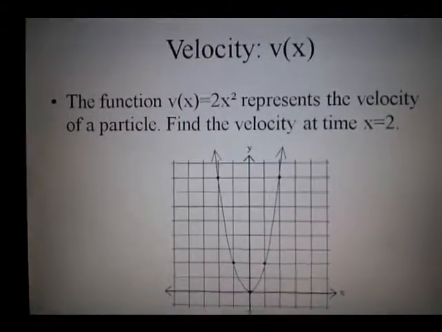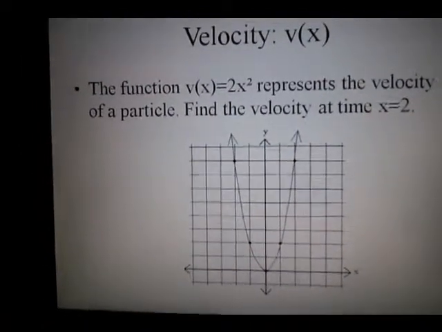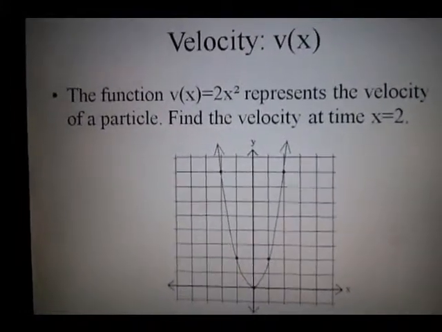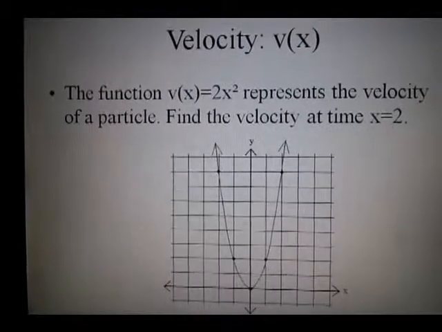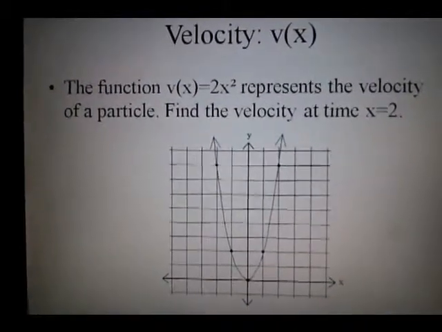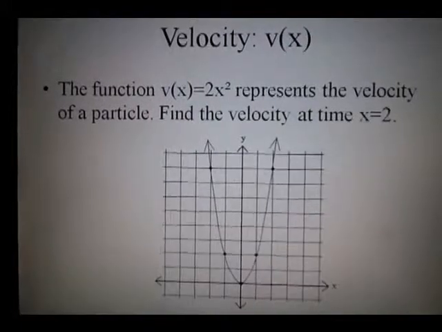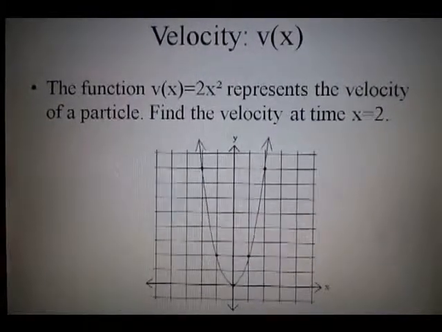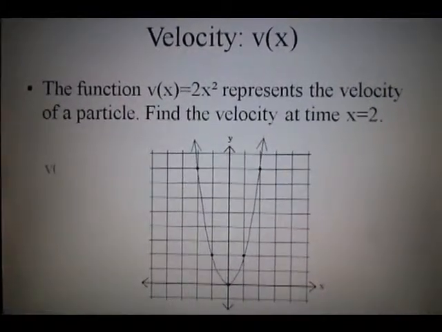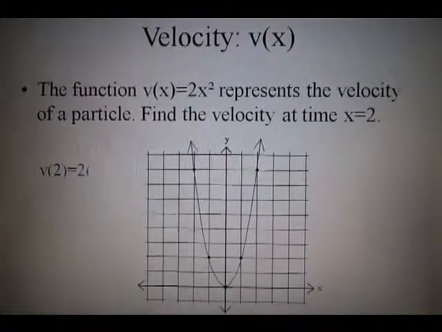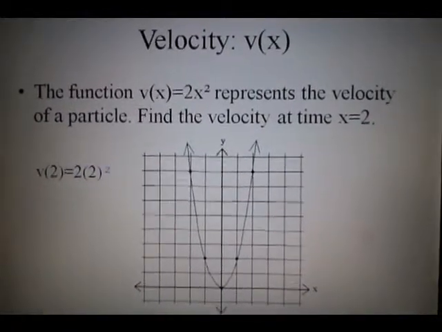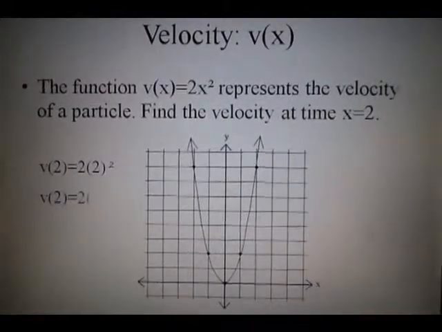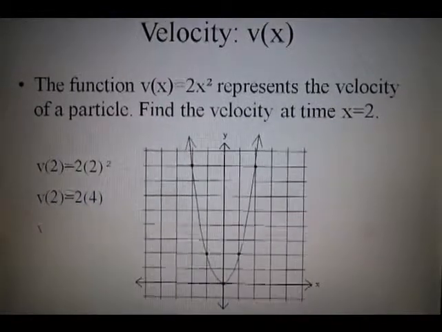Now let's try a problem on velocity. The function g of x equals 2x squared represents the velocity of a particle. Find the velocity at time x equals 2. Now there are two ways of solving for this problem. The first way is by using the function that you are already given. So the problem tells you that g of x equals 2x squared represents the velocity. Therefore, all you need to do is substitute a 2 into the function. So you get 2 times 2 squared. And you simplify that until you find your final answer, which is 8.